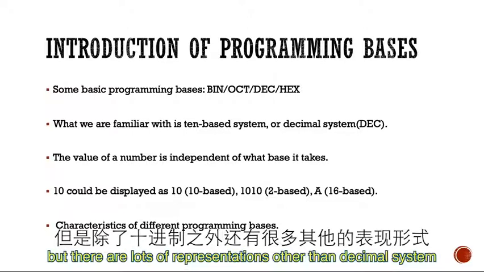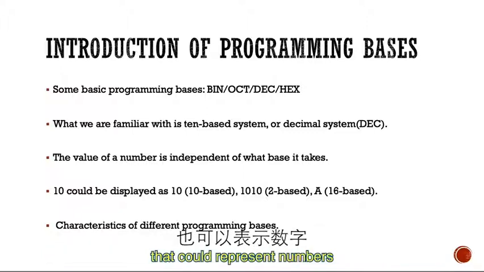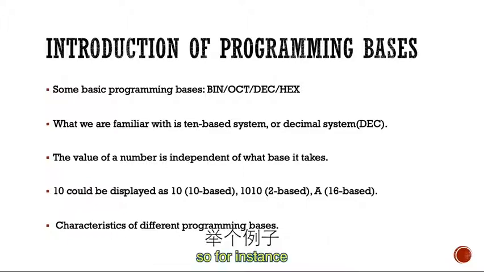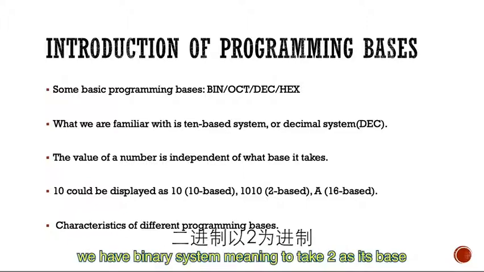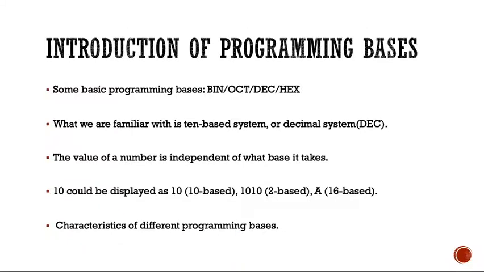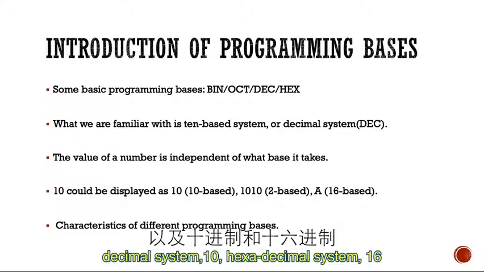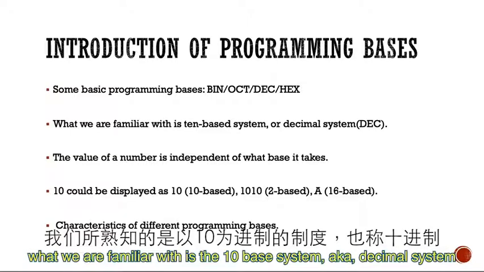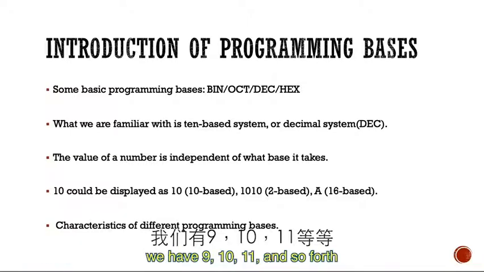But there are a lot of representations other than the decimal system, the one we are now using, that could represent numbers. So for instance, we have the binary system, meaning to take 2 as the base, the octal system, meaning to take 8 as the base, the decimal system 10, and the hexadecimal system 16. What we are familiar with is a 10-base system, aka the decimal system. We have 9, 10, 11, and so forth.